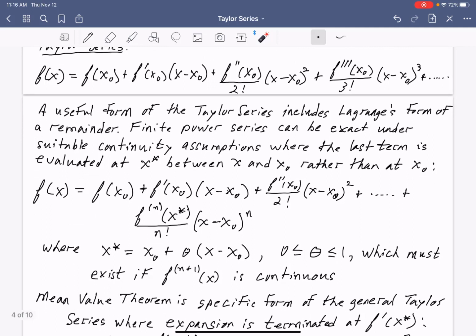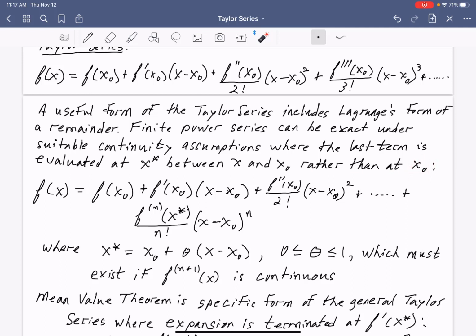So a useful form of the Taylor series includes Lagrange's form of a remainder. So that's an important thing to keep in mind, that once we truncate it, we have a remainder. So let's say we were to truncate this one at the second polynomial, then all of this, including this infinite stuff, has to be put into this remainder. So a finite power series can be exact under suitable continuity assumptions where the last term is evaluated at x star, which is between x and x naught, rather than evaluated at x naught.